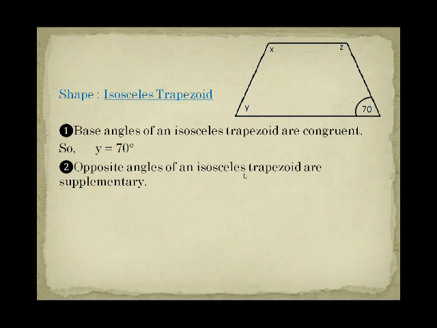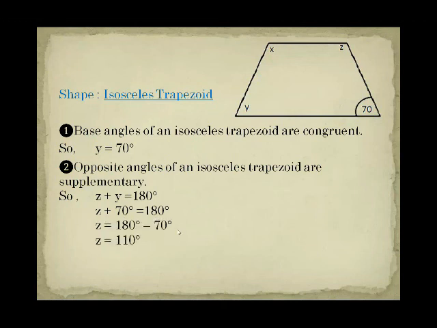The opposite angles of an isosceles trapezoid are supplementary, so we say that Z plus Y is equal to 180 degrees. Here we find Z plus 70 degrees is equal to 180 degrees. Z is equal to 180 minus 70, that is equal to 110 degrees. Similarly, we say that X is equal to 110 degrees. Why do we say that? Because X is a base angle, and these are the congruent angles. So here we say that X and Z are the congruent angles, so they are similar angles.